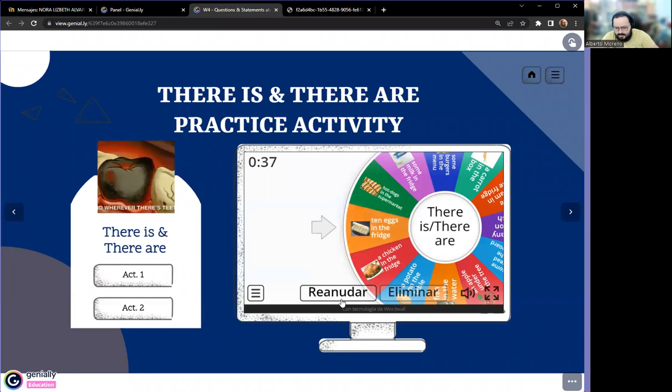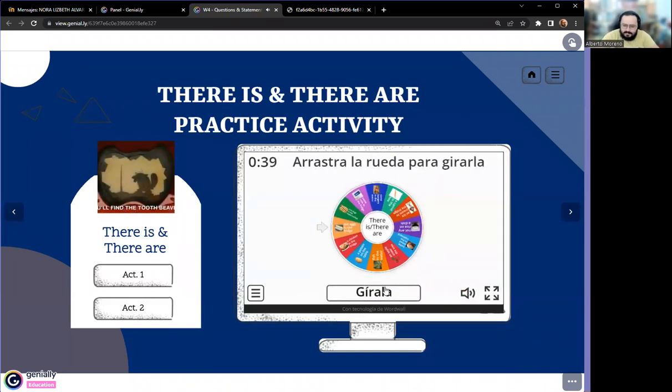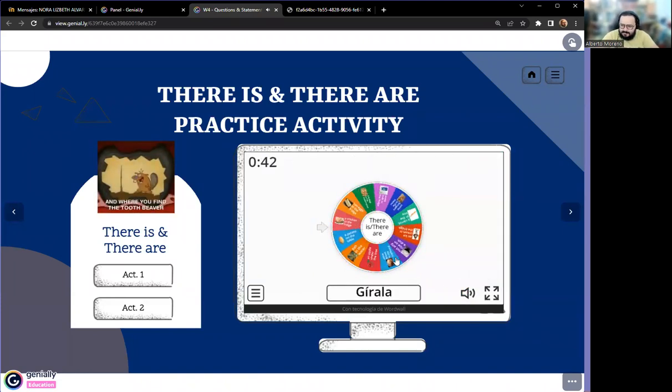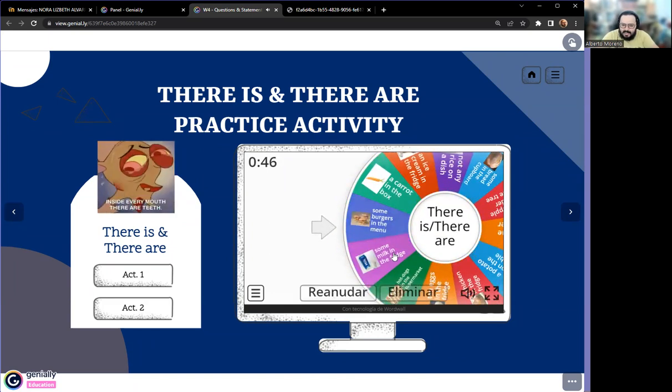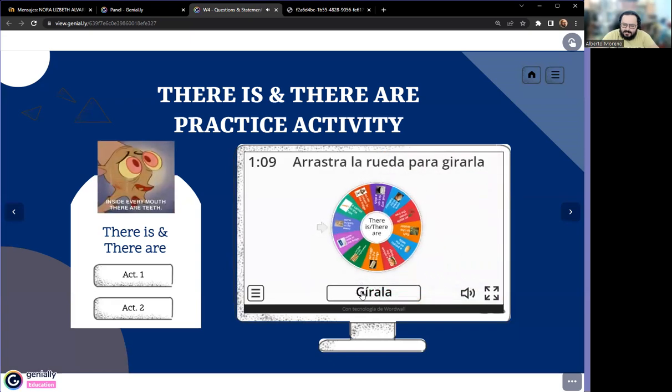Ahora, siguen ustedes. Comenzamos con Yochi. ¿Cómo quedaría la oración? There is some burger in the menu. There is singular, burgers plural. There are, ahora completa otra vez la oración. There are some burgers in the menu. Very good. Excellent. Let's continue then.